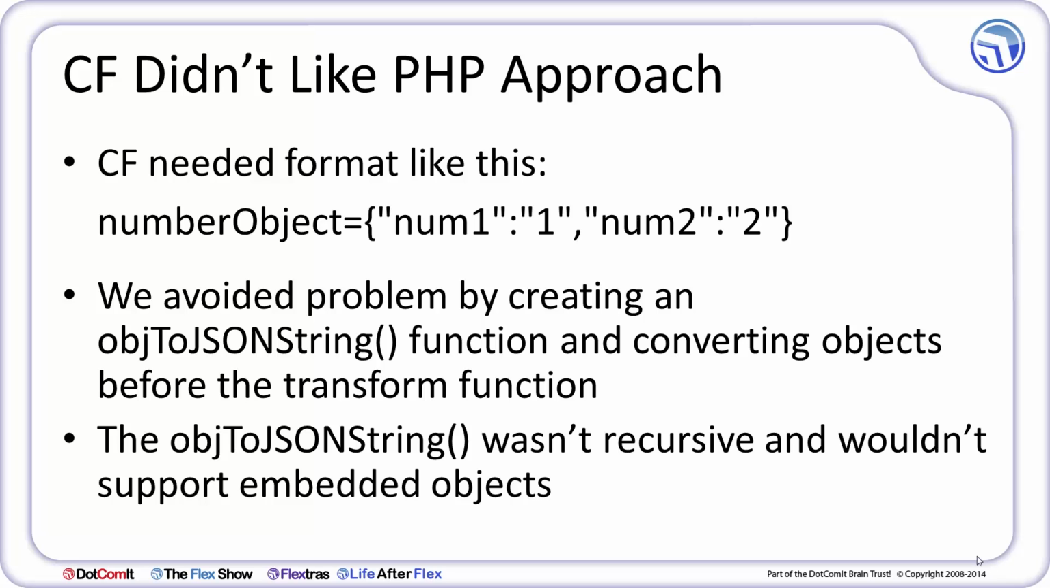So CF needed a format like what you see here. It's an actual JSON object as the argument. In essence, you're going to watch me build a new one from scratch that will work perfectly fine with ColdFusion and will deal with objects. And the major problem with our object to JSON string function was it wouldn't be recursive. So I've sort of fixed it in building this code to deal with embedded objects.